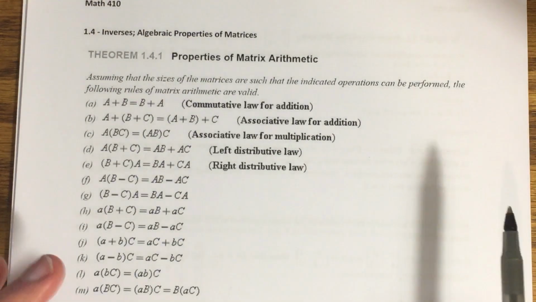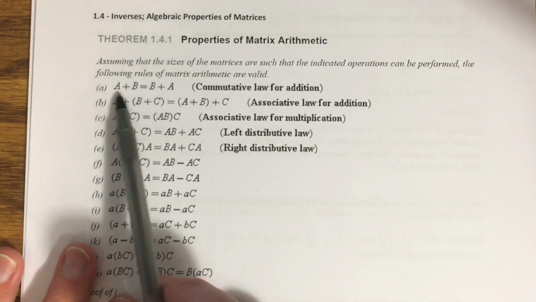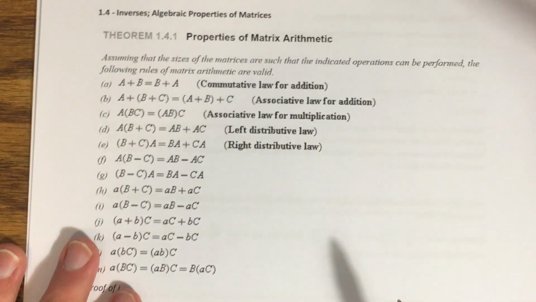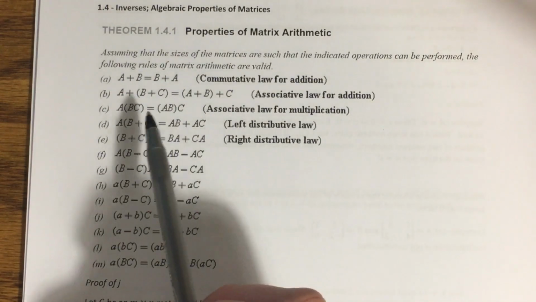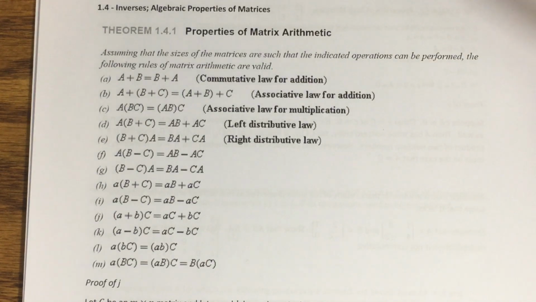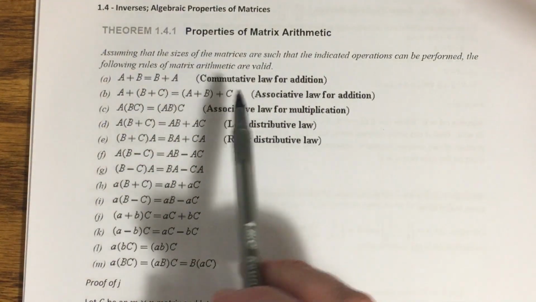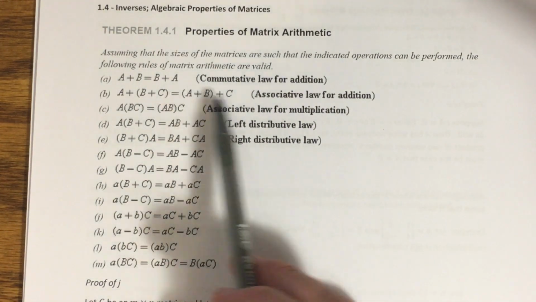So, for example, A, we have that the sum of any two matrices is commutative. A plus B is equal to B plus A. Just like with real numbers, x plus y, if x and y are real numbers, would be equal to y plus x. We call it the commutative property or commutative law.